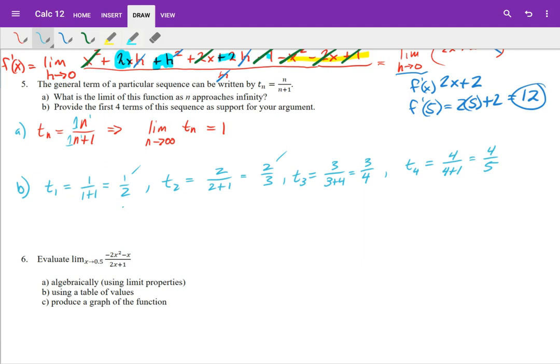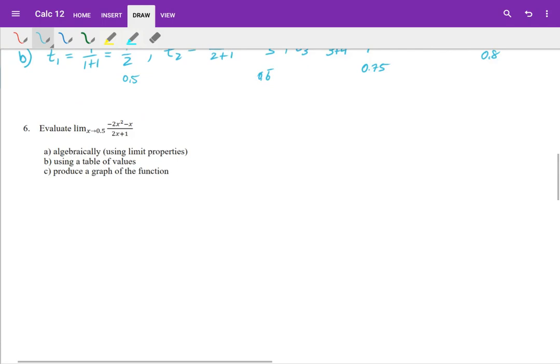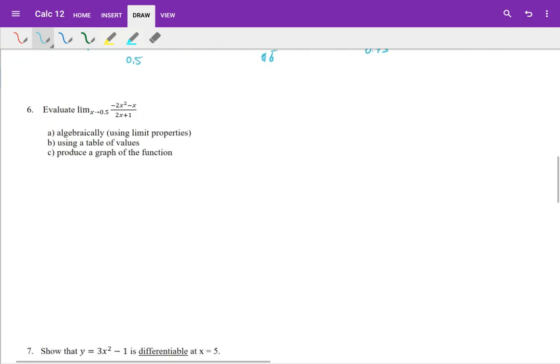So this is like 0.5, right? This is 0.6 repeating. This is 0.75. This is 0.8. Notice each one is getting a little bit closer and closer to 1, but the rate at which it's getting closer and closer to 1 is not getting too big. So it will hit 1. Here we've got a limit.